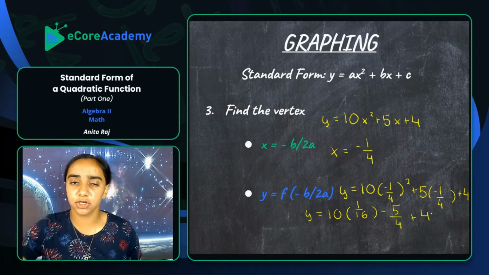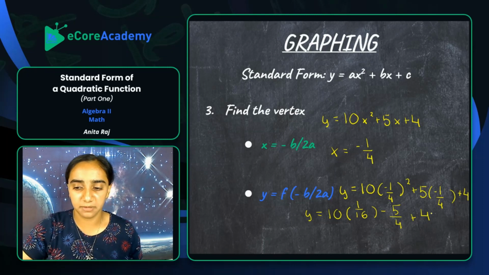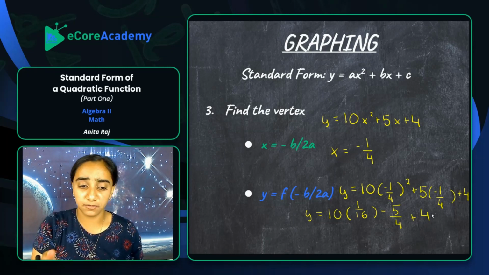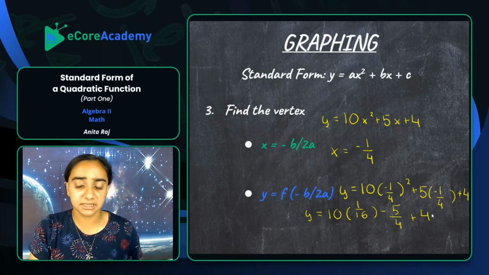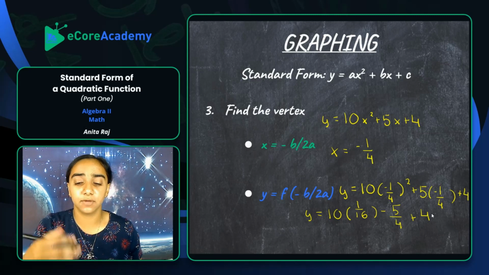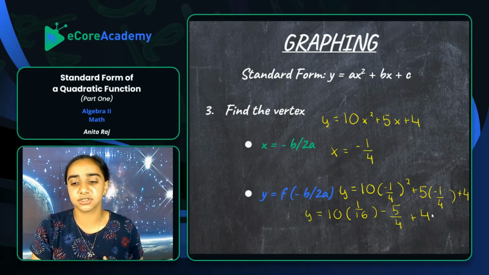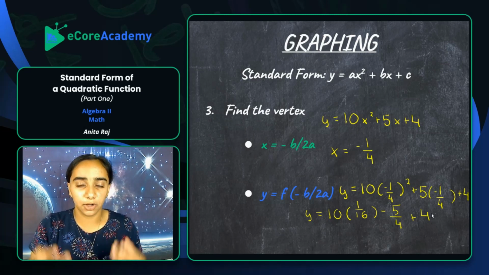And then you would just continue onwards, and then you would solve for y, because now you just have a bunch of constant values. So you just do 10 times 1/16, and then you subtract 5/4 from that, and then you add 4 to that, and you should find the y value. I'm not going to go through the whole thing, but hopefully you understand.